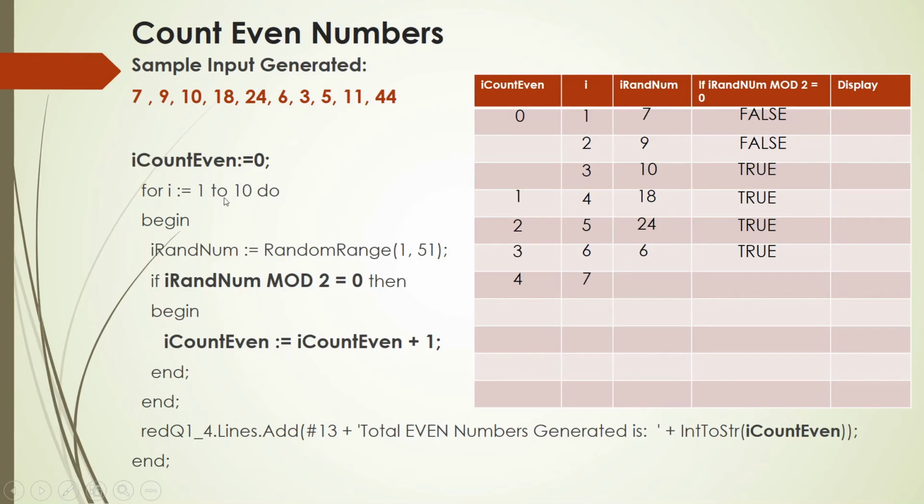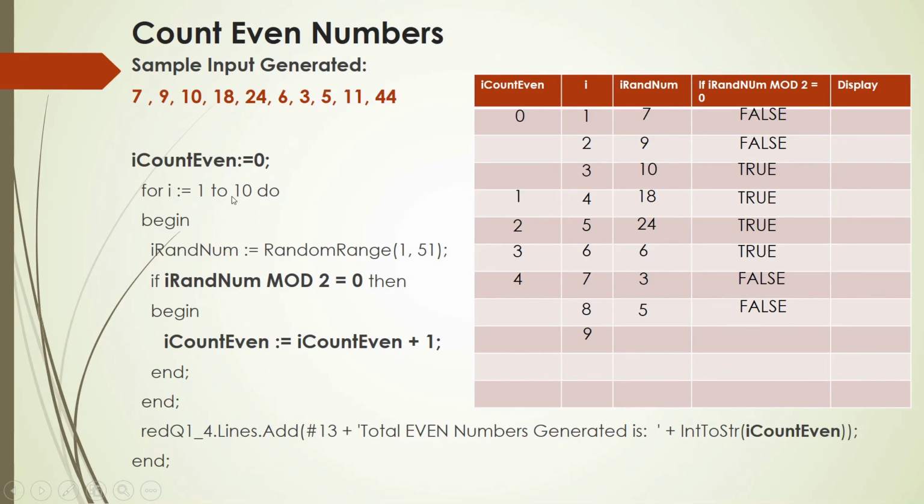Check the condition in the loop. Is it true? Yes. 7 is less than or equal to 10. I then generate the next random number, 3. Is 3 mod 2 equals 0? False. Nothing happens. Increment i. i now goes to 8. Remember, i is my loop counter. Generate the next random number, 5. I now check if 5 mod 2 equals 0. False. Nothing happens. Go back up and i is now 9.